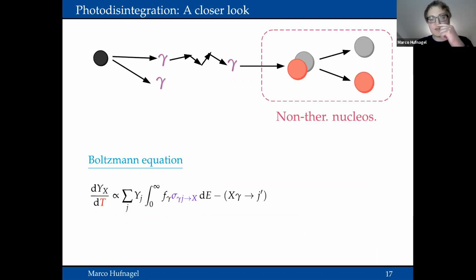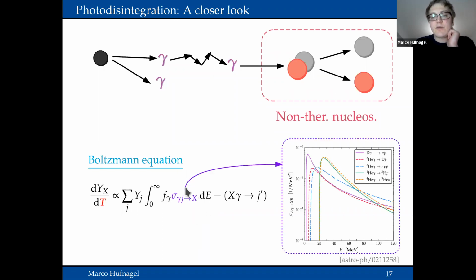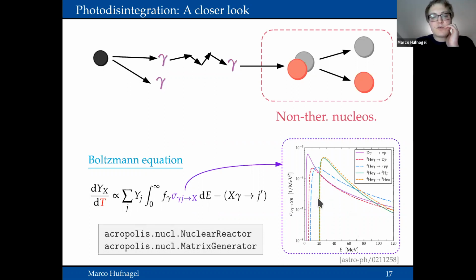So keeping this in mind, we come to the second part, which is non-thermal nucleosynthesis. And here you have to solve these Boltzmann equations that I showed you before. And the model independent input here are the different cross sections for these photodisintegration reactions, which we take from an old paper of Brian Fields et al. And we implement all of these. And this is also model independent. So if you don't want to, you don't have to bother at all about these. But if you want to have a look at them, they are all implemented in the acropolis.nucl package, and especially in the class nuclear reactor. And the class matrix generator is essentially the class which solves this differential equation, because you can just rewrite it in terms of a matrix equation and then easily solve it.